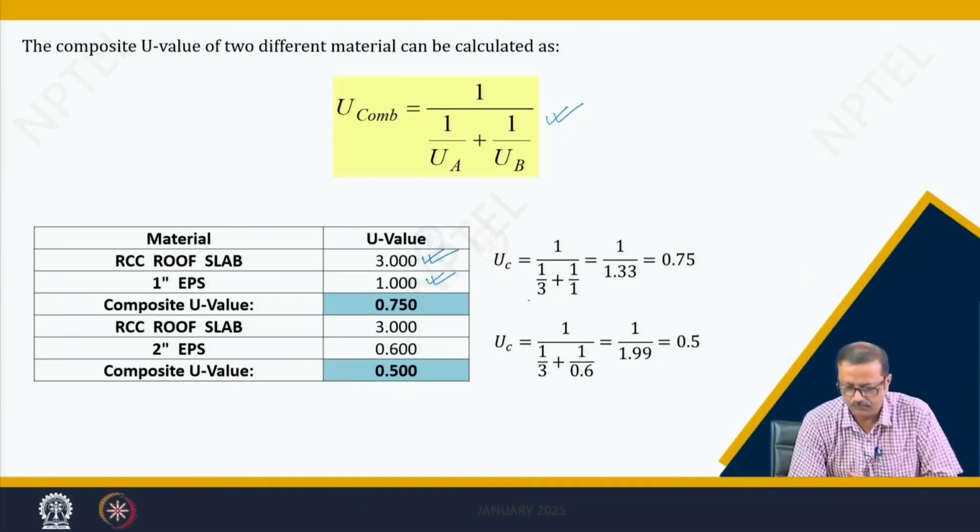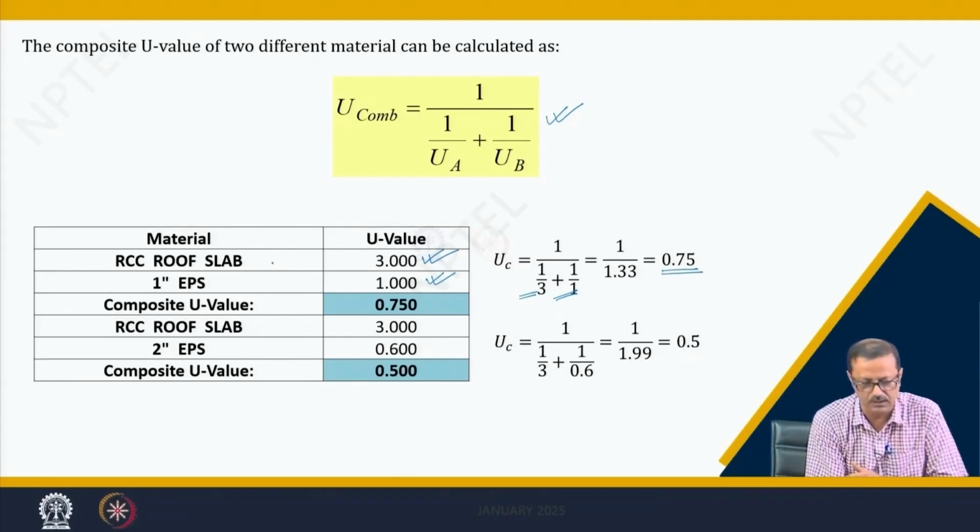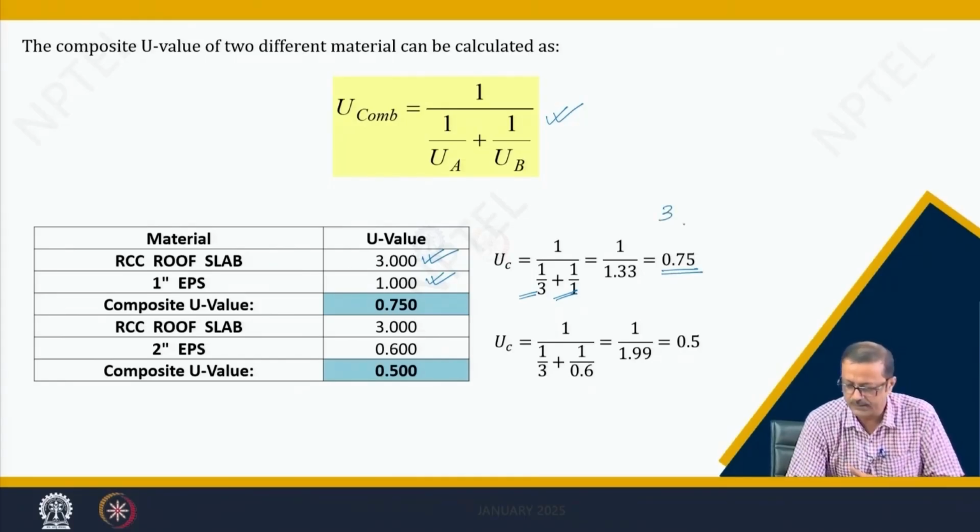So, 1 upon 3 plus 1 upon 1. If you want to use an RCC roof, that U value is 3, and it is dropped down to 0.75.